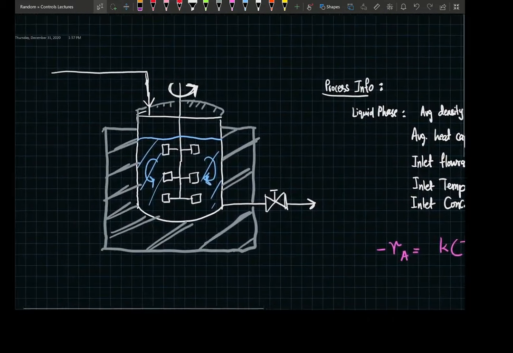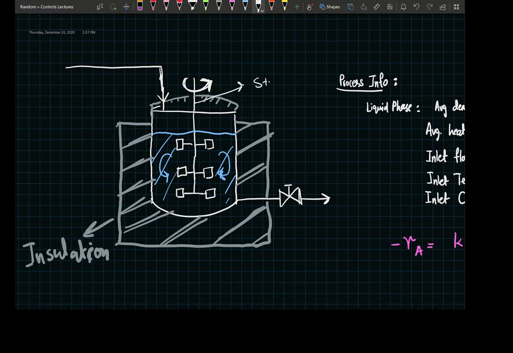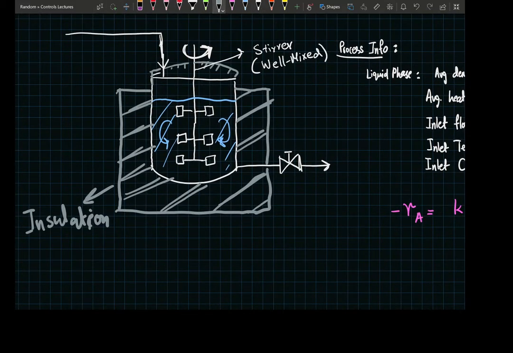So once again, we have the schematic here, and let me just label it for you again. I have the insulation, we have the stirrer. Now the stirrer is responsible for keeping it well mixed, just to make everything explicit so you can follow, and the insulation makes everything adiabatic.